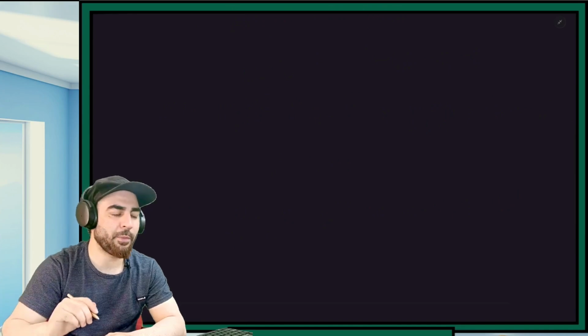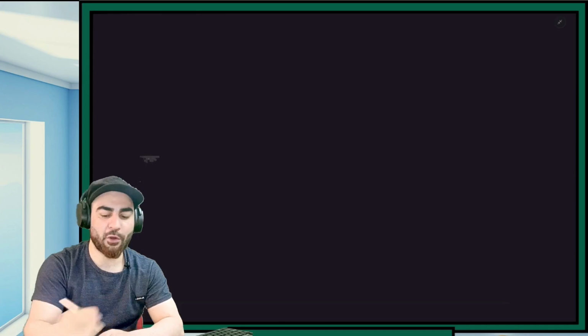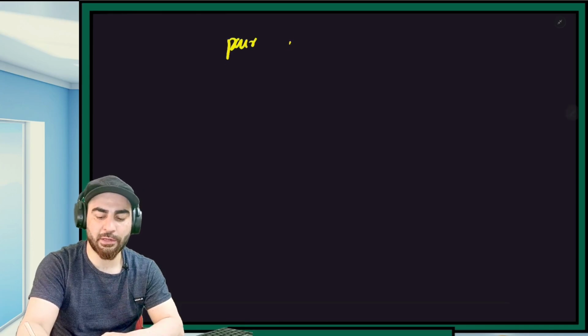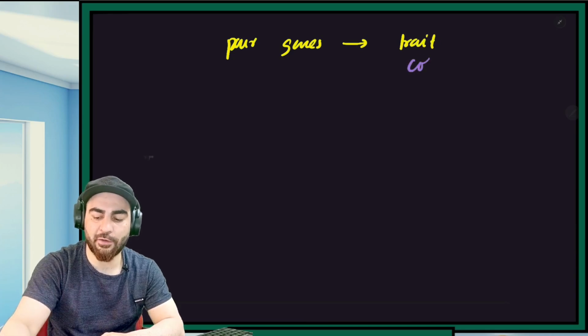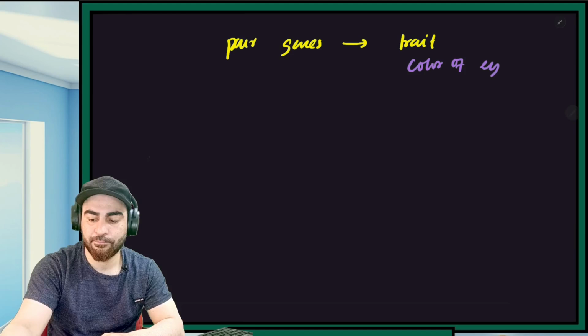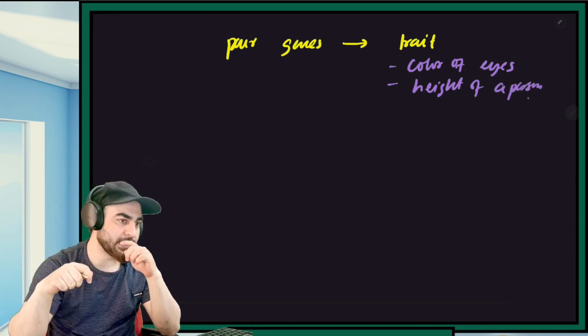So a bit of biology before going ahead. The assumption is that, let's suppose, a pair of genes is responsible for a particular trait. By trait I mean, let's suppose, the color of eyes, or maybe the height of a person, or something of these sorts. So these are the traits. Let's assume that these traits are decided by a pair of genes.